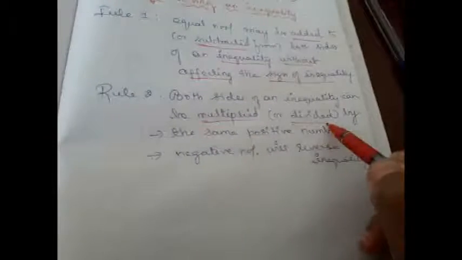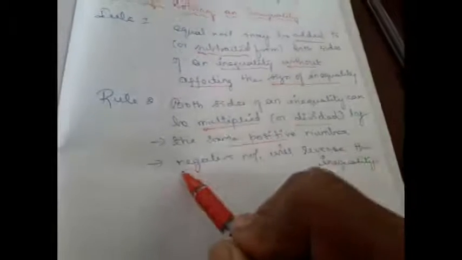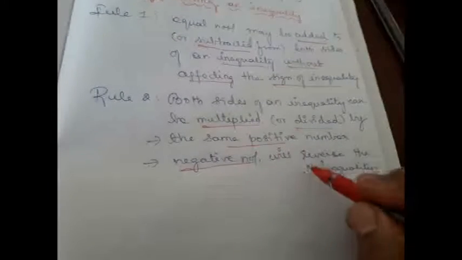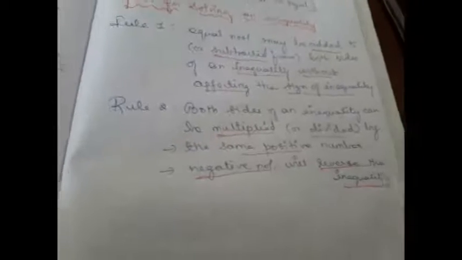But when we multiply or divide by a positive number, the inequality will remain the same. But when we multiply or divide by a negative number, it will reverse the inequality. It will reverse the inequality.